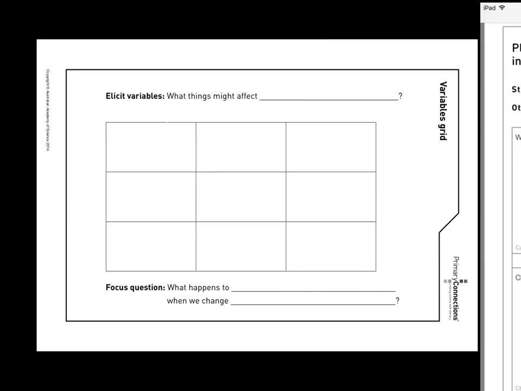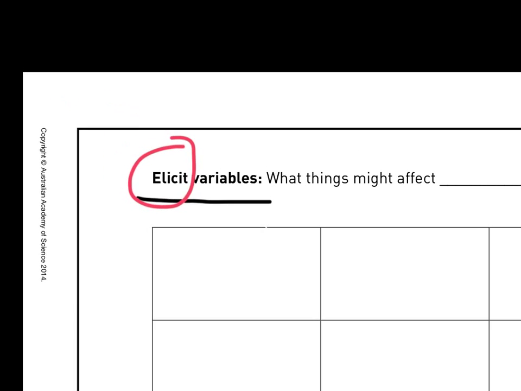Okay, this is what a variables grid looks like. At the top here you can see that it says elicit variables. Now elicit, that's a pretty funny word, isn't it? Elicit. I'm going to circle that. What does that actually mean, elicit?